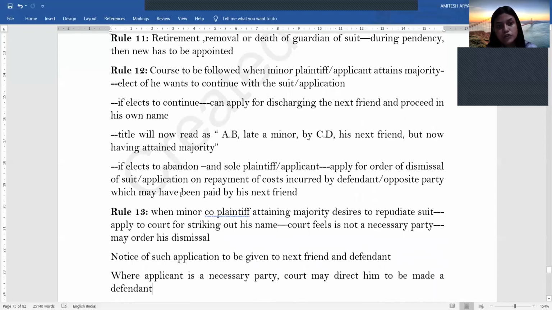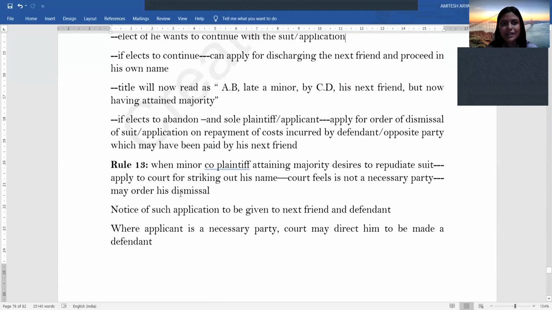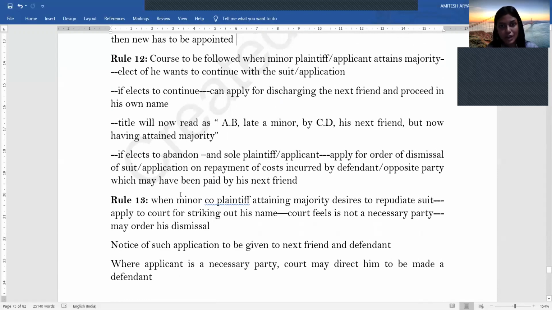Now, rule number 12 is the most important rule. This is where the minor gets the right of election, that is, when the minor plaintiff or applicant has attained majority. Now he has the right to decide whether he wants to continue with the suit or application, or abandon it. If he continues it, then he'll apply for discharging of the next friend and proceed in his own name. And now the suit title will read: such and such, late a minor, previously represented by such and such person as his next friend, but now has attained majority. This is the exact wording that will be used in the title of the suit.